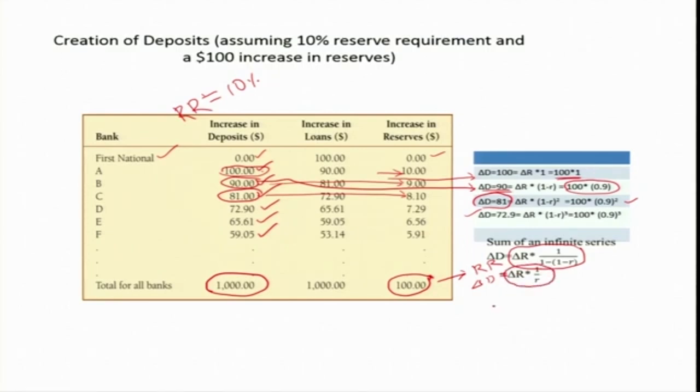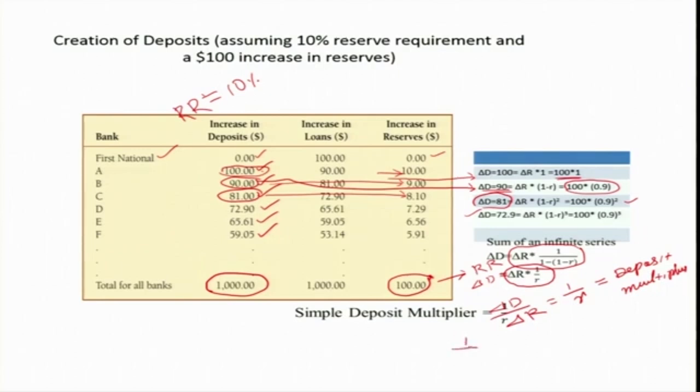So here, del D divided by del R is equal to 1 by the reciprocal of required reserve. This is nothing but the deposit multiplier. So we can see here that the simple deposit multiplier is equal to 1 by R. That is the simple deposit multiplier. So simply we can say that this is the reciprocal of the required reserve ratio.